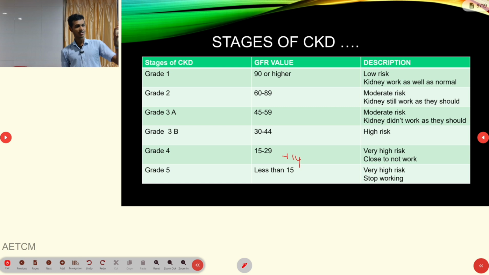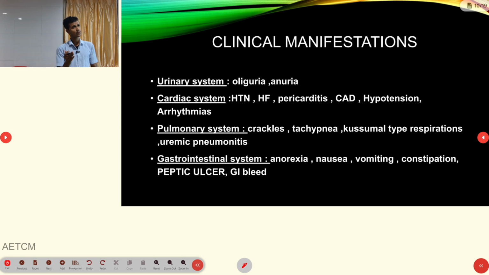If it is 3B, that means 30 to 44, they are at very high risk for CKD. 3A means 45 to 59, where they are at moderate risk for CKD. Grade 2 means an eGFR of 60 to 89, and they are at moderate risk for CKD. Grade 1 means the eGFR will be 90 or more, and they are at low risk for CKD. So keep those things aside.